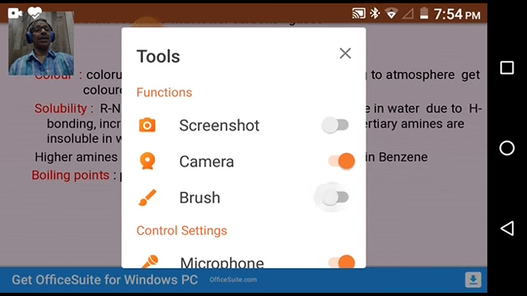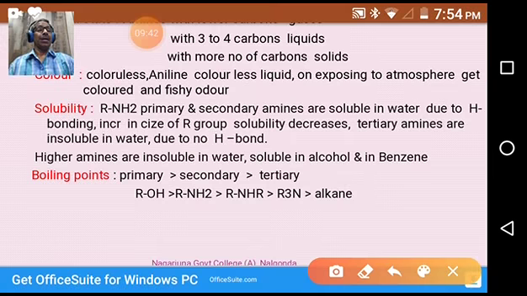That's why in alkanes we don't observe any hydrogen bonding. Due to this lack of hydrogen bonding, alkanes have a lower boiling point. All these are comparisons of compounds with the same molecular weight.